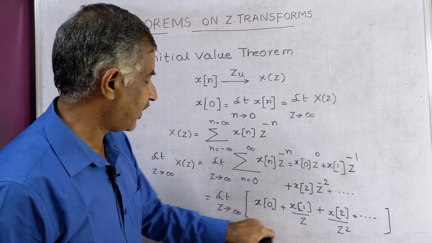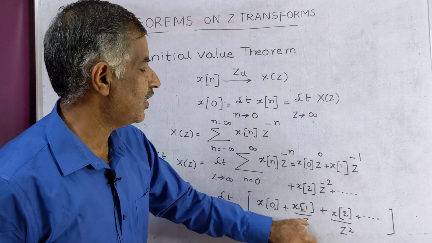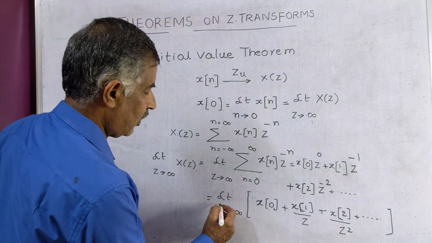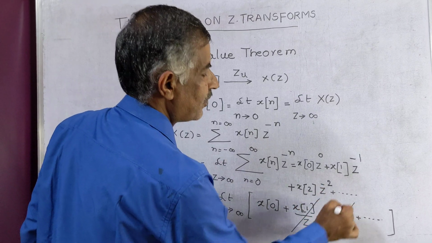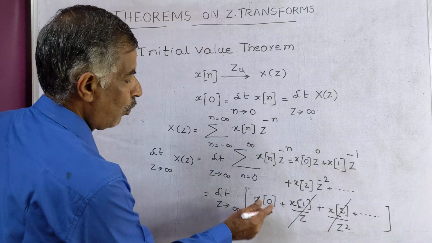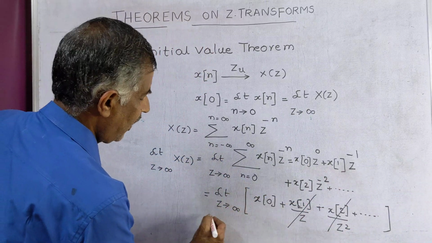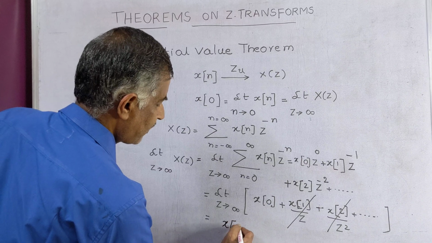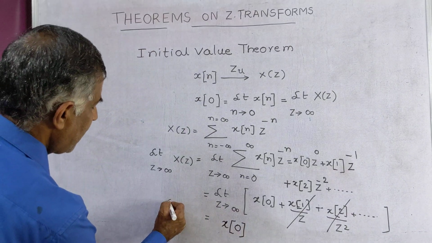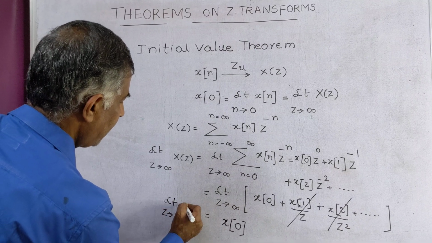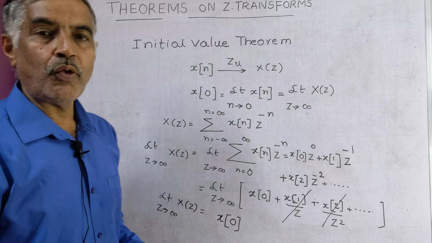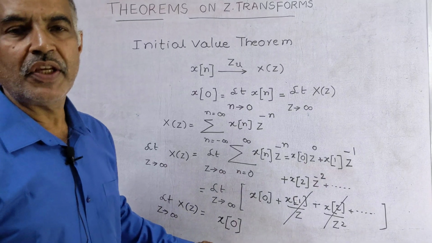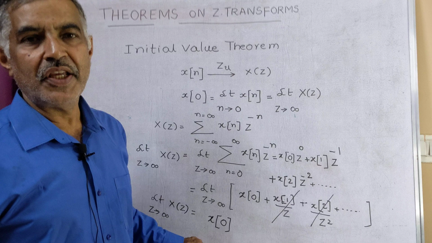Now take the limit as z tends to infinity. As z is in the denominator, anything divided by infinity is 0. Therefore, if you take the limit, this becomes 0, this becomes 0, and every term after this becomes 0. The only term left over is x of 0. Therefore, x of 0 is the limit z tending to infinity of x of z. So, how to find the initial value? Take x of z, take the limit as z tending to infinity, and it will give you the initial value. In the next class, I will work out a problem on the initial value theorem. Thank you.